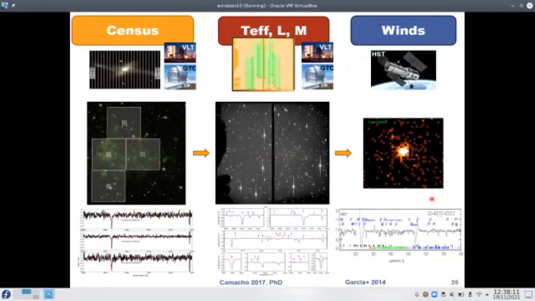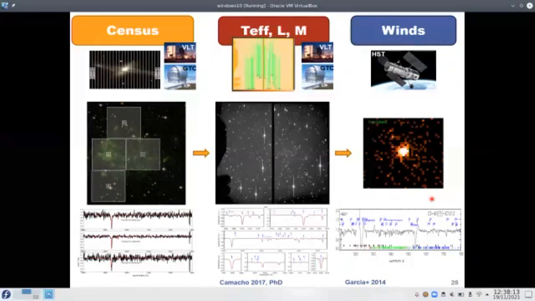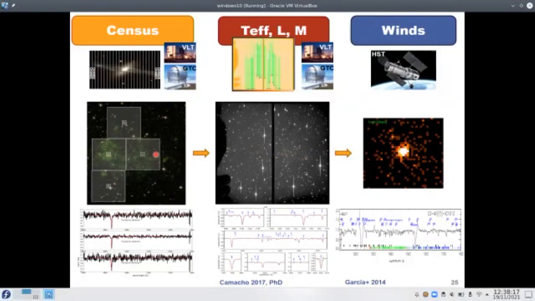This is just a summary of how we usually work. We work on three stages. First, we need to make a census of where the massive stars are within our galaxy. Remember that we need spectroscopy to know for sure that a massive star is a massive star. So ideally, we would like to cover the whole galaxy.